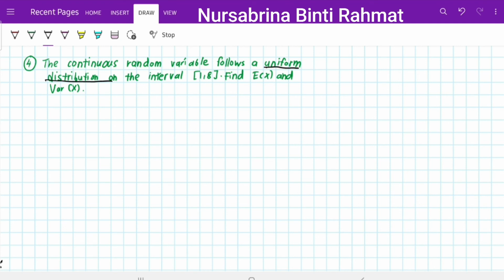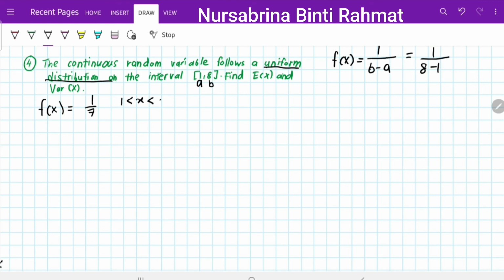So how do we derive the probability density function for this one? Your fx equals 1 over b minus a. If this is the class interval given, 1 and 8, then 1 equals your a and 8 equals your b. Therefore, it equals 1 over 8 minus 1. So that is your probability density function. Let's rewrite: your fx equals 1 over 8 minus 1, which is 1 over 7, between the class interval 1 to 8. That means it's 0 for other values of x.